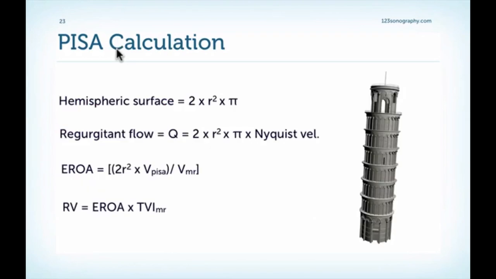So this is the famous PISA formula. You can calculate the regurgitant flow by the formula 2 times r squared times pi, which basically is the hemispheric surface, times the Nyquist limit, in other words the Nyquist velocity. Thereby you get the regurgitant flow, while the regurgitant orifice area is calculated also with the use of the maximum velocity of the MR signal measured with continuous wave Doppler. Here's the formula for the regurgitant volume, which is the effective regurgitant orifice area times the time velocity integral of the MR signal.